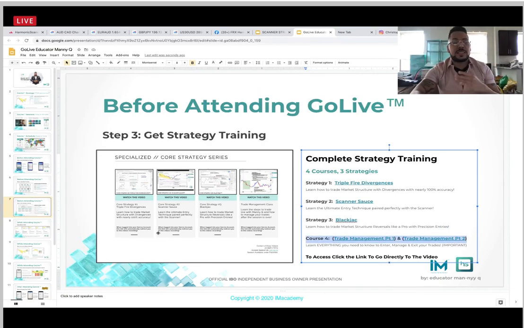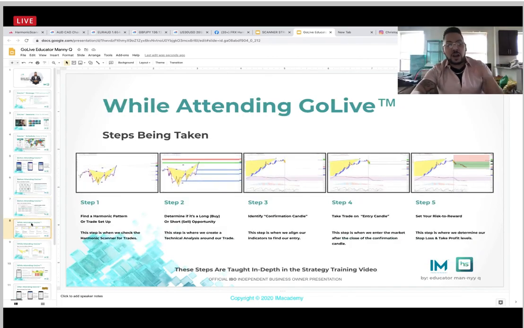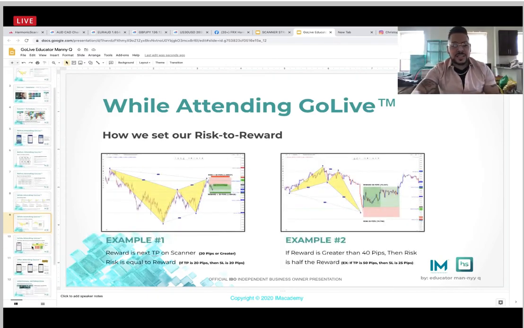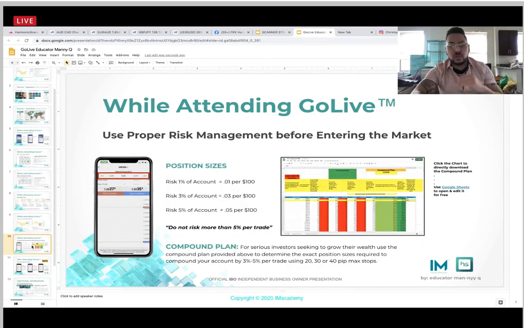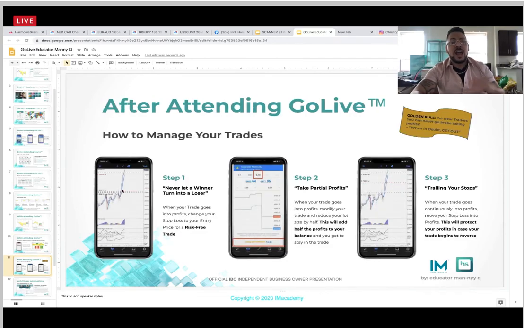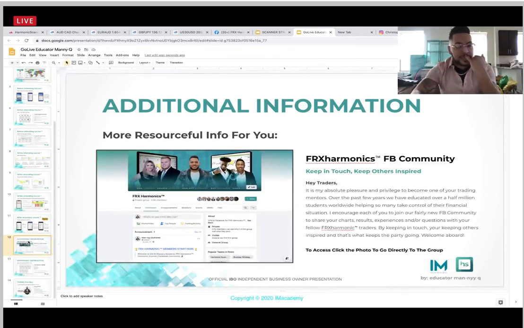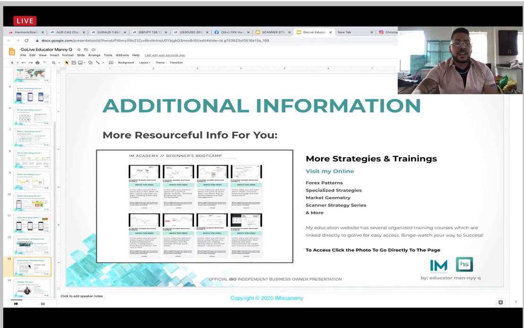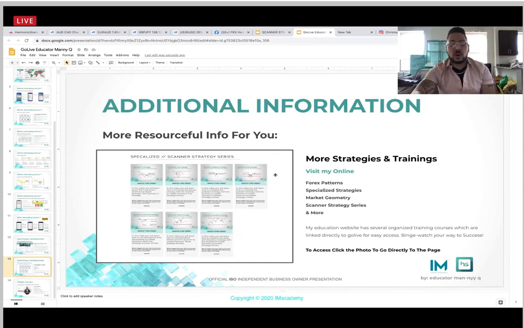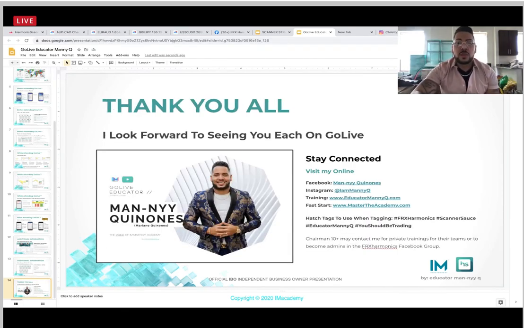This trade management is going to take you and your team through this entire PDF: how to follow us on Go Live, how to set up the trades on your own, how to set the risk to reward, how to use risk management, how to compound your account, and how to properly manage your trades. And then it's going to show you how to get connected with us in our Facebook community, FRX Harmonics. It's going to show you how to get more resources, because we have more strategies, more training, more understanding, and how to get connected with me.